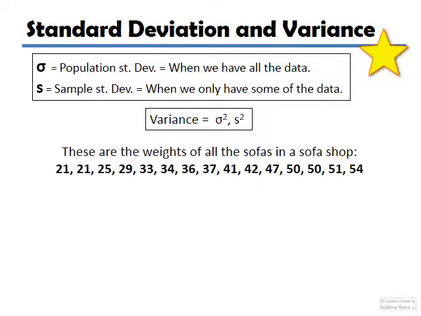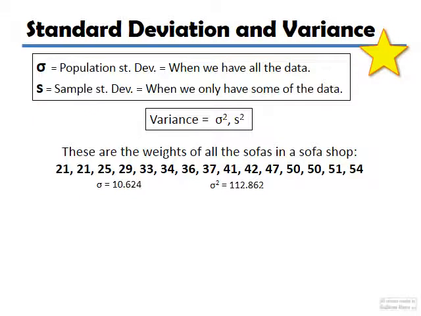Fantastic. So here are the weights of all the sofas in the sofa shop again. How do I calculate the standard deviation? You're going to use the calculator. But which one should I use? Population or sample? Well, it says all the sofas in the sofa shop, so I use population standard deviation. And again, to calculate the variance, all I have to do is square it.